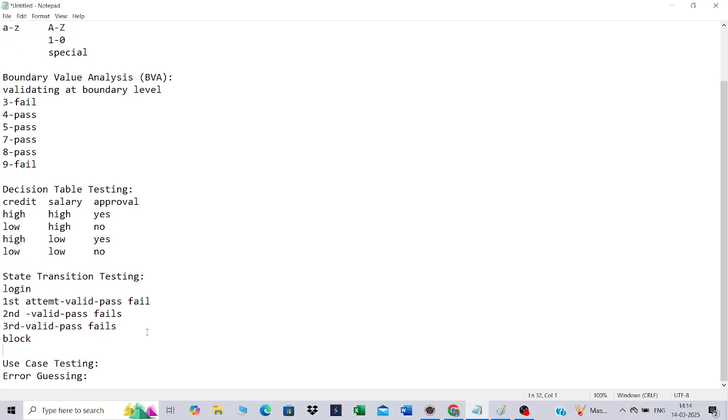If I am trying to log in with valid credentials at the first attempt, it should log in. If it is not valid, then it should redirect to the second attempt. In the second attempt, if I provide valid credentials, then it should pass. If not, it should fail and redirect to the third attempt. In the third attempt also, if I provide valid credentials, it should pass. If I still provide invalid ones, then it should block and not allow me to log in. So that is what state transition testing is.